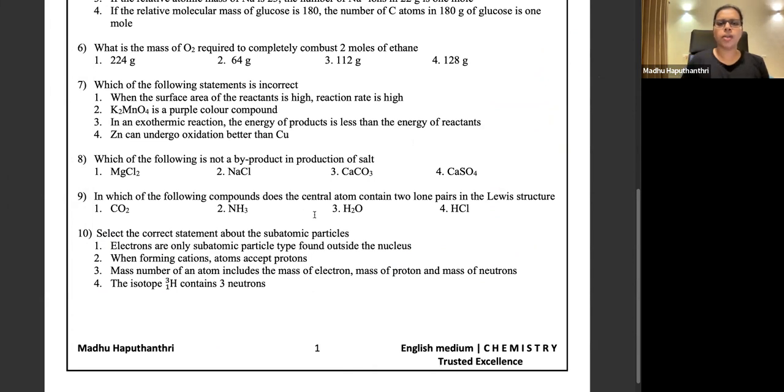There's a question related to the 9th one. In the 9th one, the Lewis structure comes like this. On oxygen, you have 2 lone pairs. So I'm asking for the compound which has 2 lone pairs on its central atom. Oxygen has 2, so the answer is water. Okay? Clear? Right. Then we'll go to the question number 11.